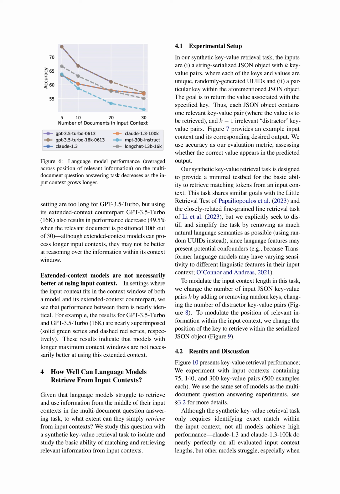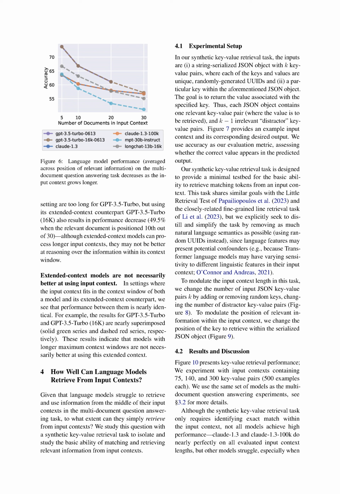Section 4. How well can language models retrieve from input contexts? In this fourth section, we dive into the question: how proficient are language models at extracting information from their input data? We've noticed that they often struggle to source and apply information from the middle of their input when tasked with answering questions based on multiple documents. Therefore, we're keen to explore how well they can simply pull out data from these contexts.